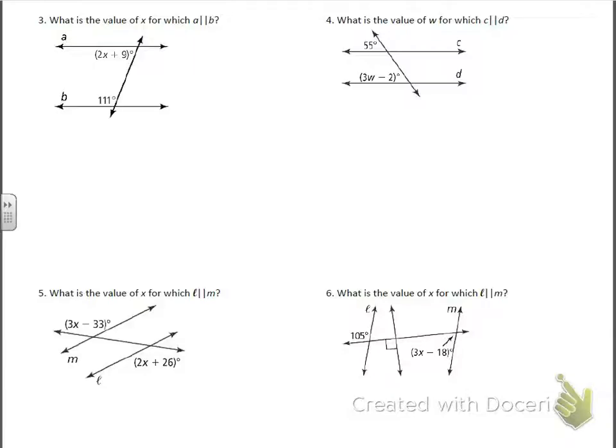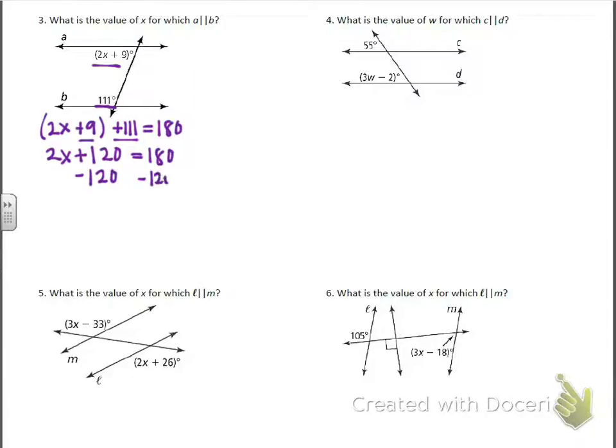So what type of angles do the 2 that are given here form? They are same side interior, which are what? Supplementary. So that means you want to take 2x plus 9, add 111, and you should get 180. 9 plus 111 gives you 120 equals 180.